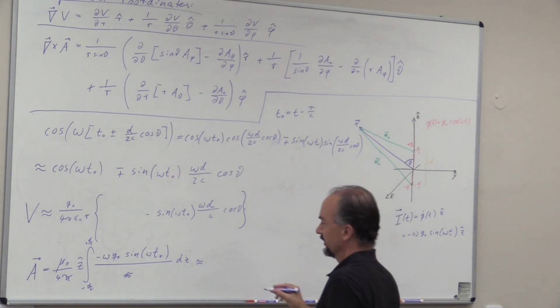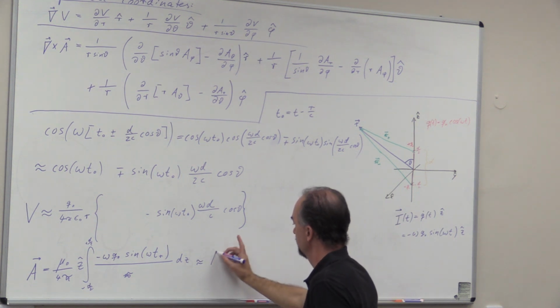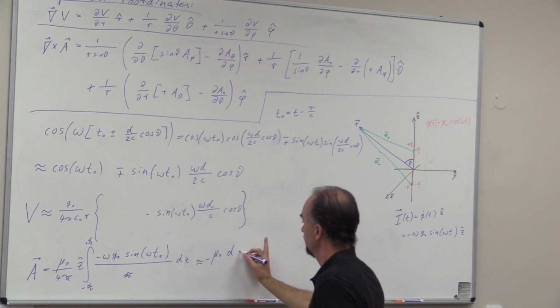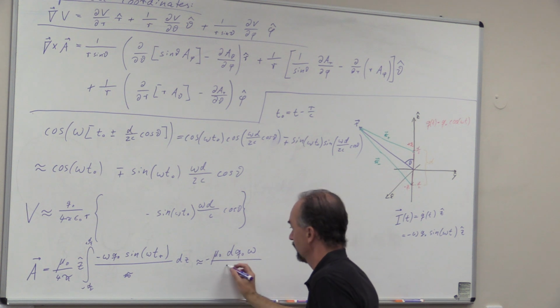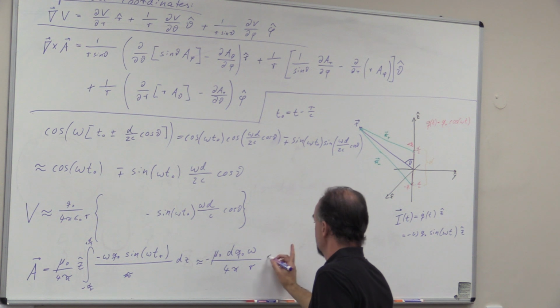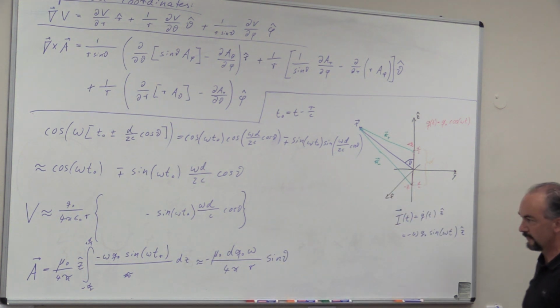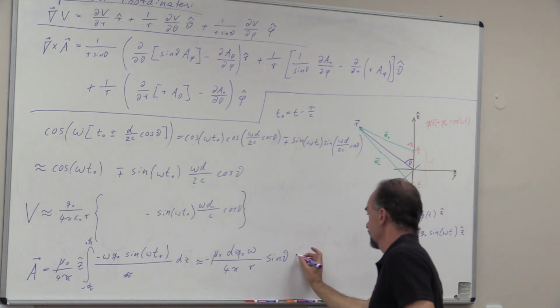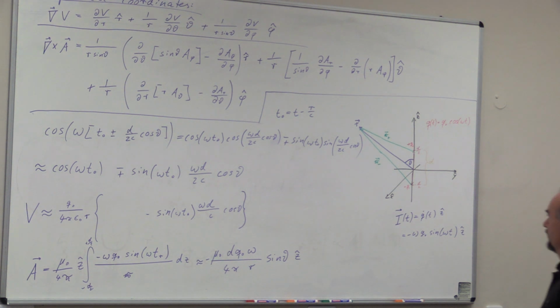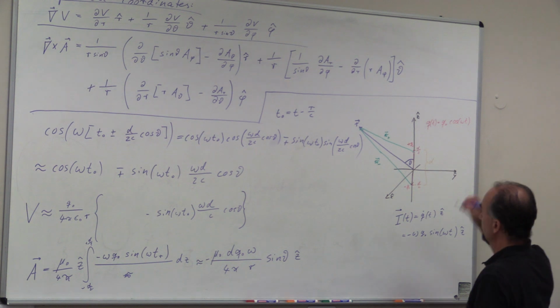So this gives us, to first order, minus mu naught t q naught omega over 4 pi r times sine theta. Okay, that's the direction. Now, let's do one more thing. Introduce the dipole.